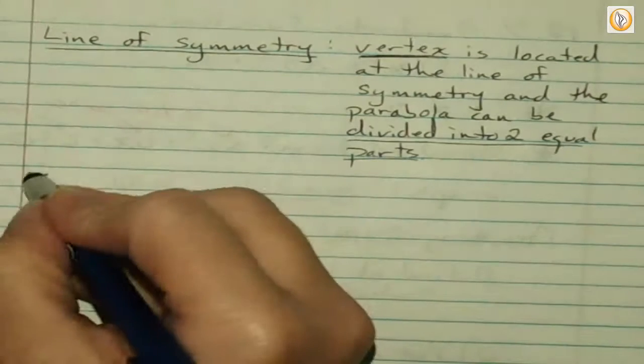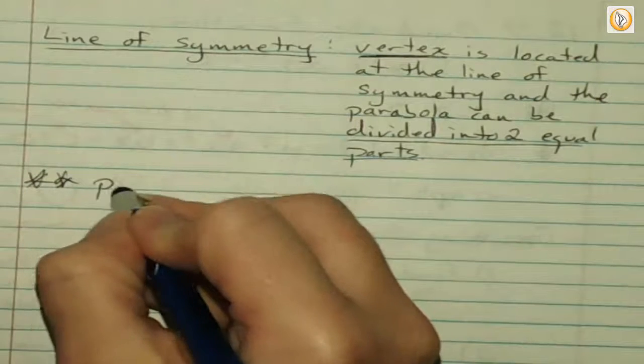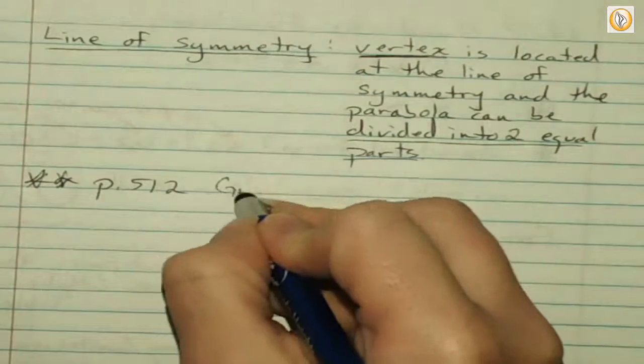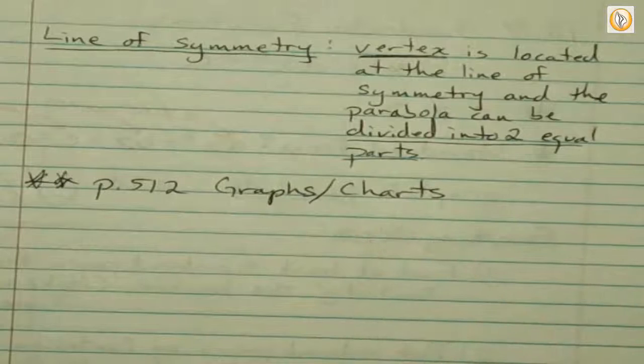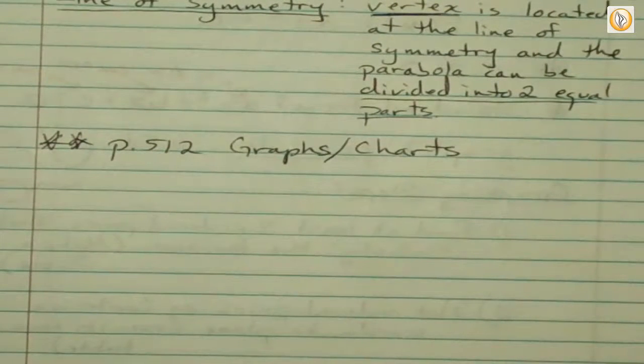Okay, I want you to look on page 512 for the graphs and charts. We're going to write them too, but I want you to look at them. So open up your book, page 512. We're going to talk about this. You need to write it in your spiral, and you also need to know where it's at in your book so that you can flip back to it for that information. All right.